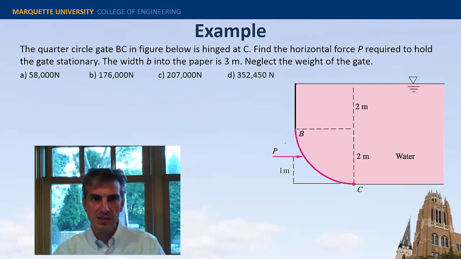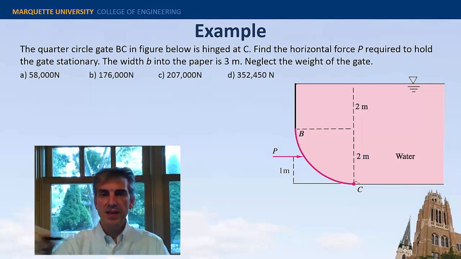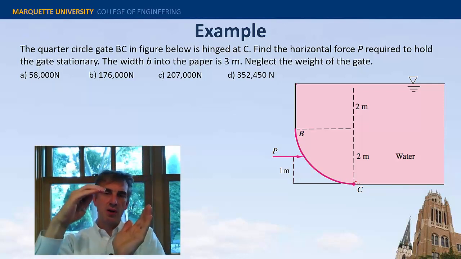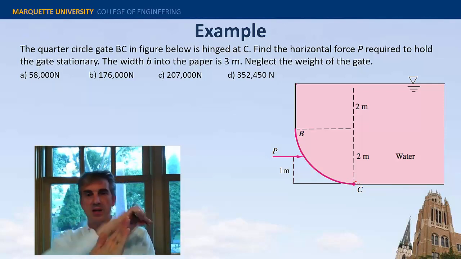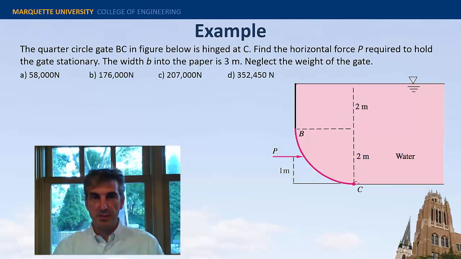All right, so let's do a quick example. Imagine you've got this curved surface. It's being resisted by this externally applied pressure force P. It's hinged at this location C. And so the gate would naturally, if it's got water on top, want to open. So this P force is holding it in position.